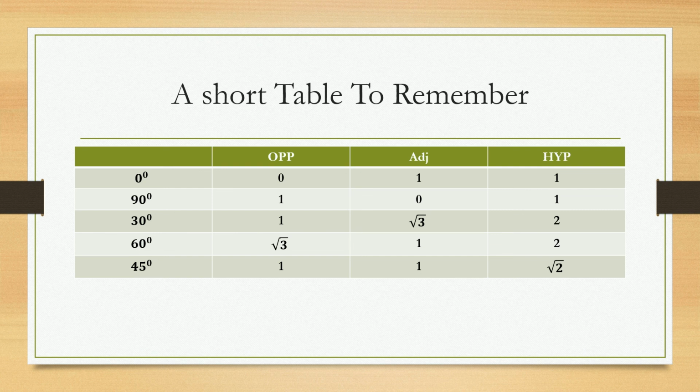So how to remember these values? Just remember 0, 1 for 0 degree. The same are reversed for 90 degree. 1, root 3 for 30 degree. The same are reversed for 60 degree, and 1, 1 for 45 degree. If you remember only these two columns, that's enough. No need to learn the hypotenuse column by heart. We can calculate the hypotenuse with the help of Pythagoras theorem.